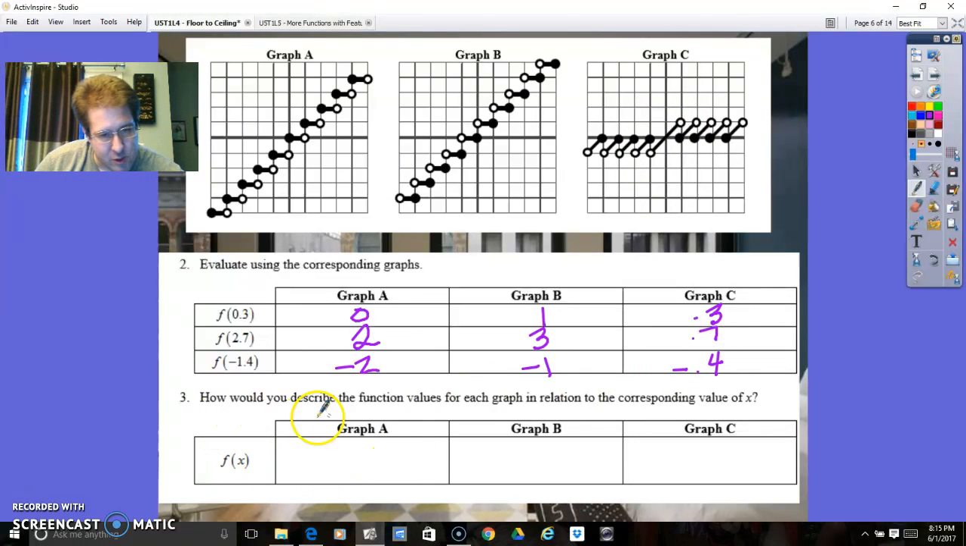All right, so how would you describe the functions as a value? So this f of x and the x value. What you should have noticed is that all of these numbers are the nearest integer below the number, whereas all of these numbers happen to be the nearest integer above the number. And these numbers, you'll notice, are called fractional part because the answer was the fractional part. So in 2.7, the answer was the 0.7. It's just the decimal part, which we call the fractional part.